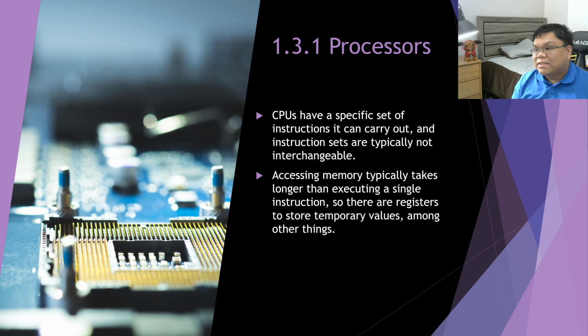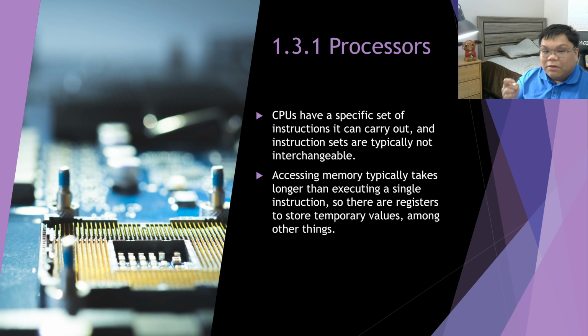CPUs have a specific set of instructions they can carry out, and typically these instructions are not interchangeable between what are called instruction set architectures. And here's the other thing about processors. If a processor needs to access something from memory, it usually takes longer. It usually takes several clock cycles to get something from memory.